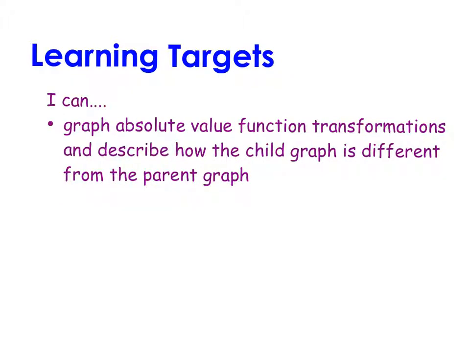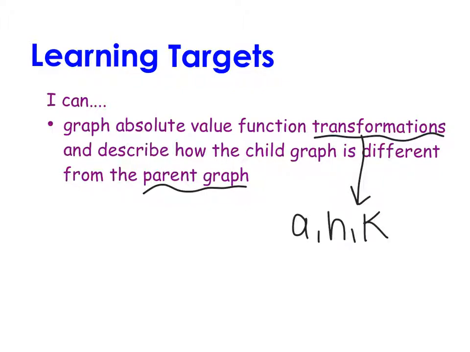So what we're going to do in this video is take our knowledge of the parent graph and transform it by using those values of A, H, and K. So we're going to tie it all together. How can we use the parent graph and transformations to create an actual accurate graph of any absolute value function?